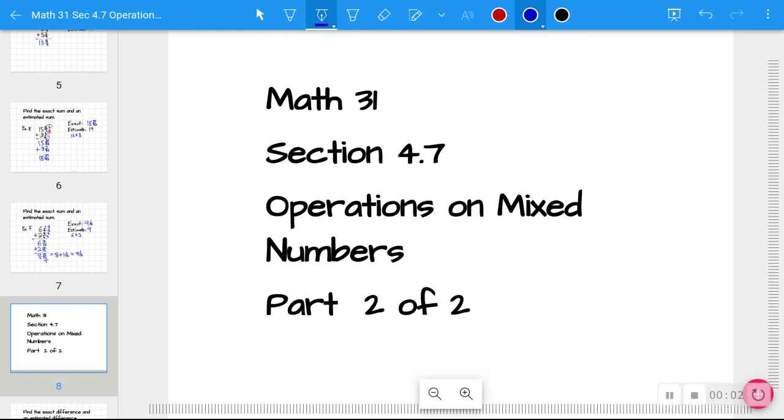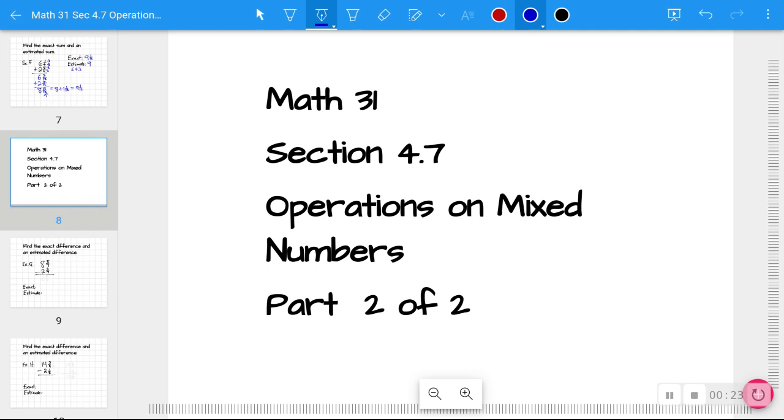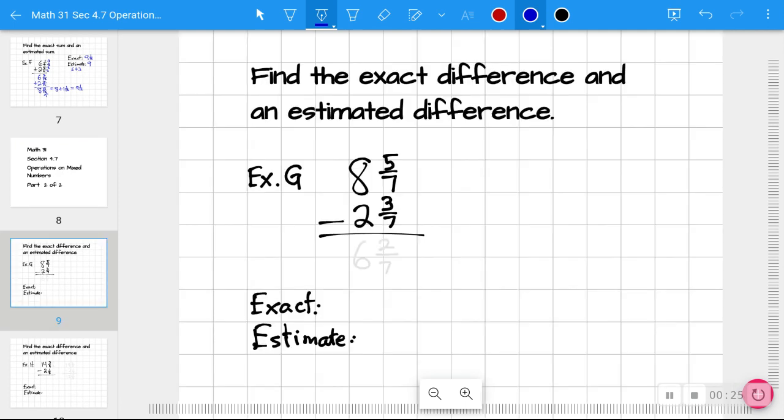Okay, we're looking at section 4.7, Math 31, Operations: add, subtract, multiply, and divide using mixed numbers. This is actually part two of a two-part series, so you'll have to find part one of two in the same folder, hopefully, that you're looking at on Schoology. Okay, so give the exact difference, we'll be subtracting this time, and the estimated difference.